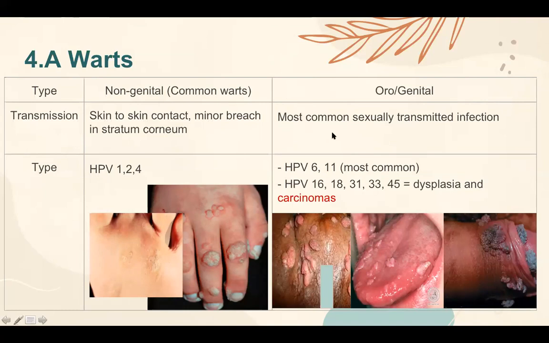For the orogenital warts, it's usually sexually transmitted, with HPV types 6 and 11 most commonly causing it. It can also be caused by HPV 16, 18, 31, 33, and 45. However, these are more associated with dysplasia, like cervical dysplasia in women, and invasive squamous cell carcinoma in both genders.